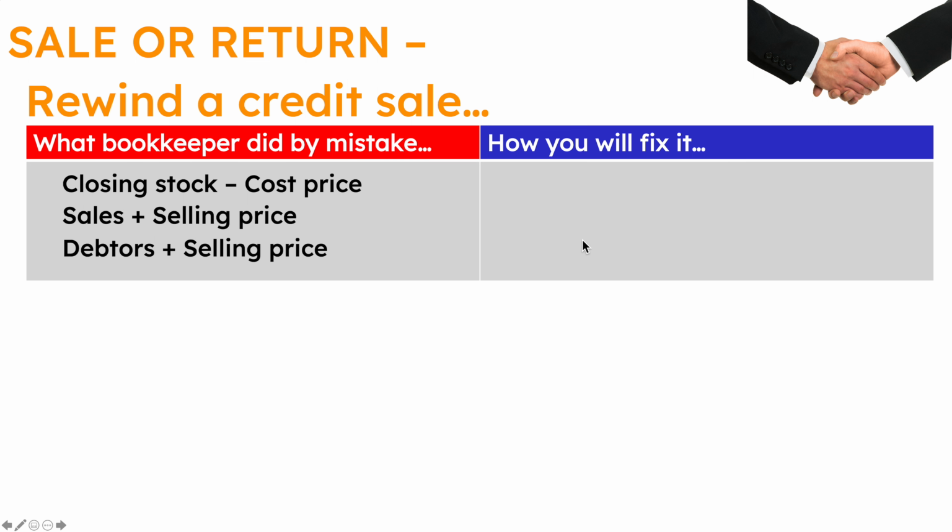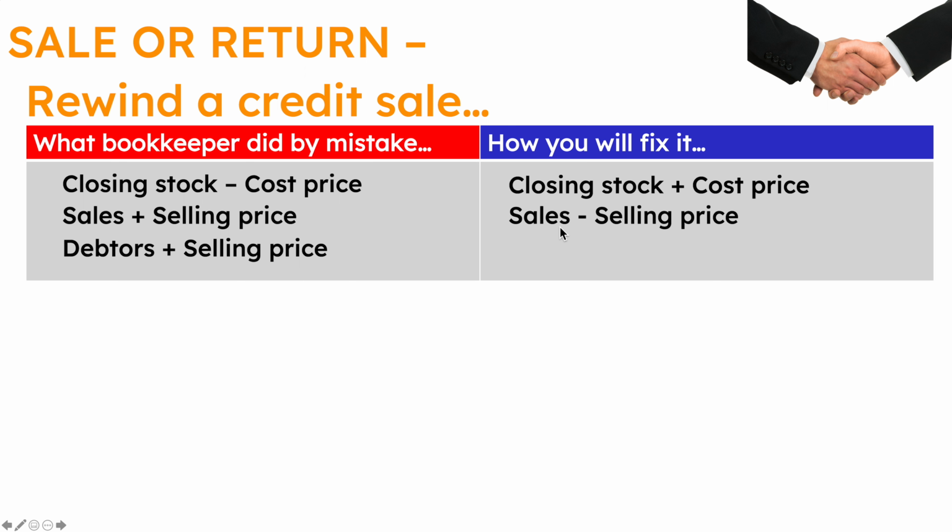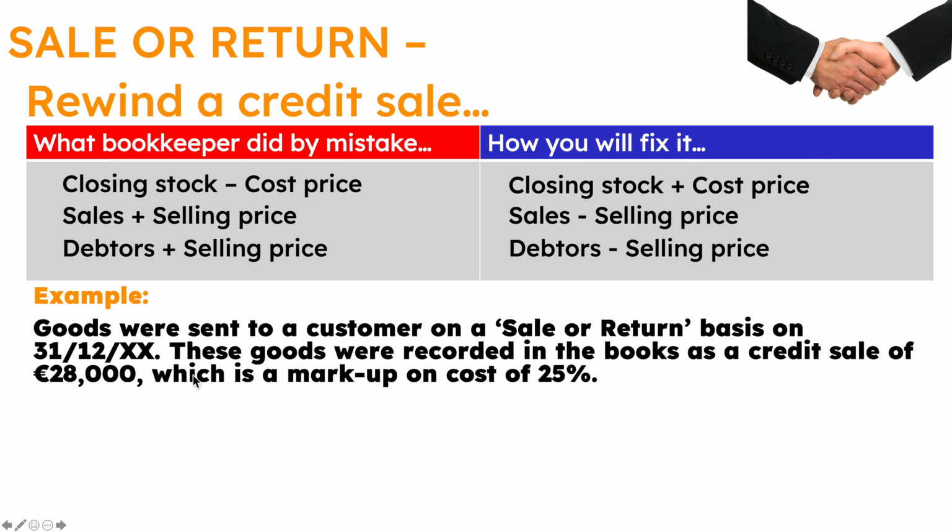So the closing stock, we will add the cost price. Sales, we will minus the selling price. And debtors, we will minus the selling price. So for example here, goods were sent to a customer on a sale or return basis on the 31st of 12th. These goods were recorded in the books as a credit sale of 28,000, which is a markup on cost of 25%.